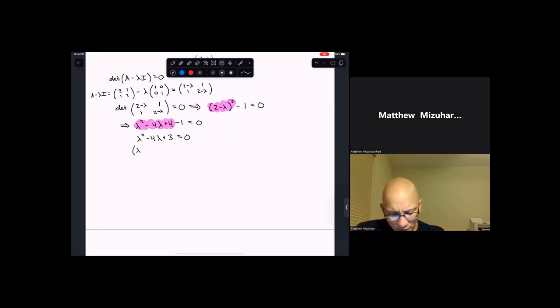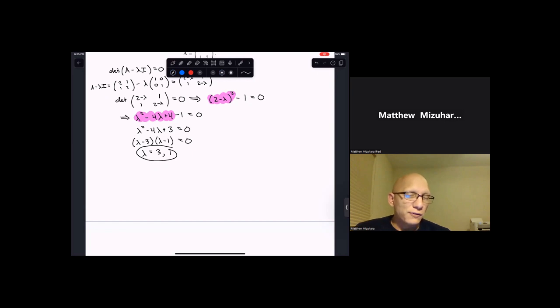And this looks like it factors. Lambda minus 3 times lambda minus 1 equals 0. Yep, that looks like it works. And so I get 2 roots. I get lambda equals 3, lambda equals 1. And hey, those are my 2 eigenvalues in this case, lambda 3, lambda 1.